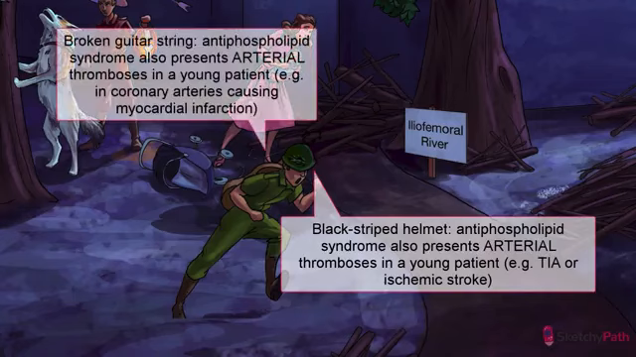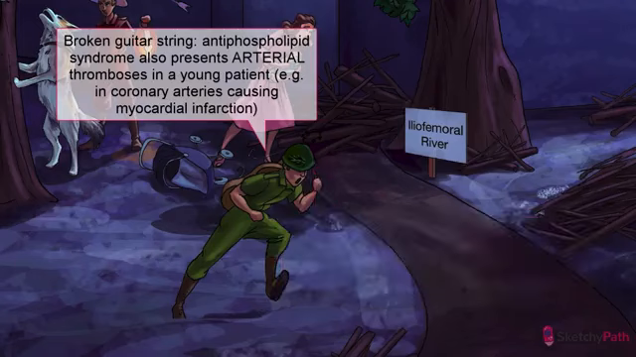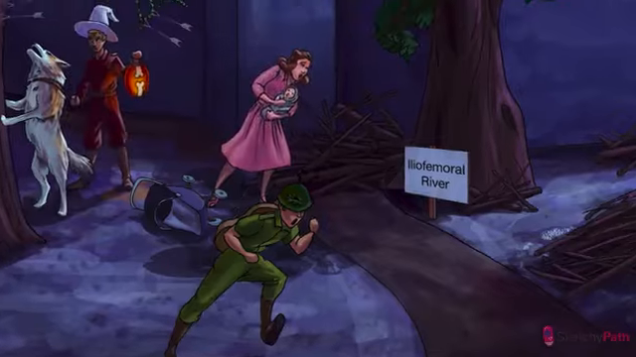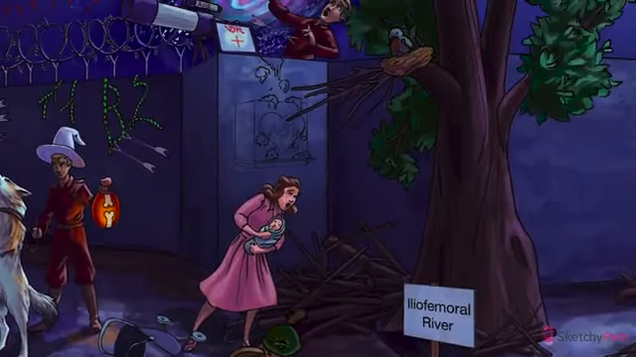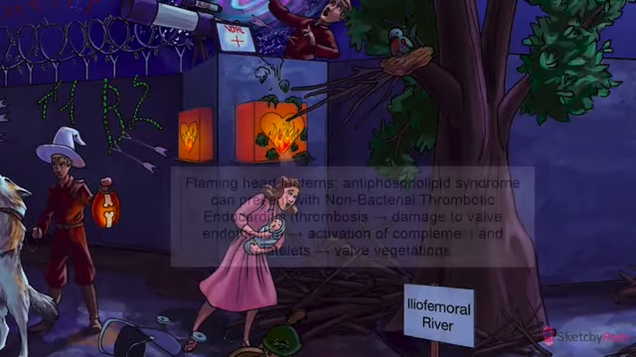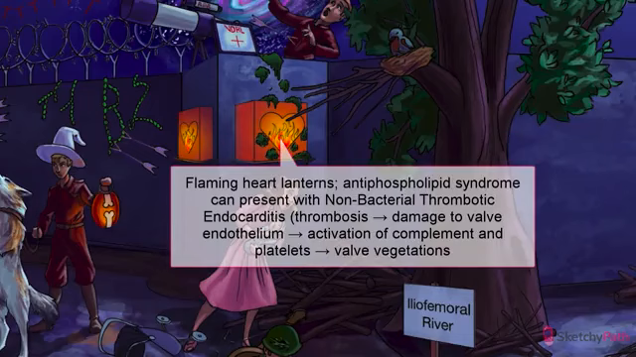Antiphospholipid syndrome also affects the coronary arteries, leading to thromboses and an increased risk of coronary atherosclerosis. This can precipitate cardiovascular events, like MI, which we always symbolize with a broken heart string. Antiphospholipid syndrome can also cause vegetations to develop on heart valves, a phenomenon known as non-bacterial thrombotic endocarditis. And for endocarditis, we always show a flame from within the heart, like on these lanterns.